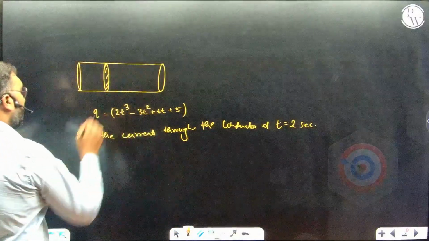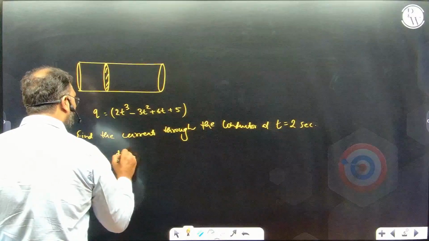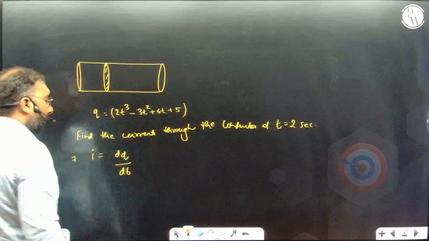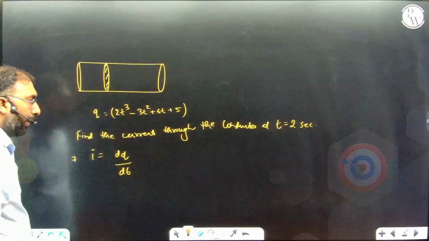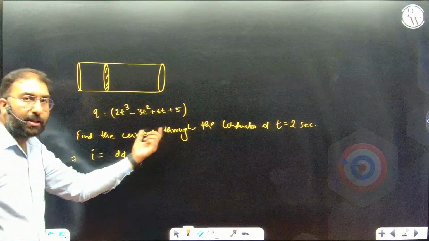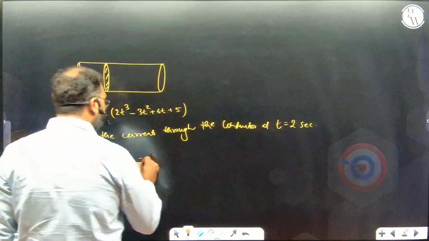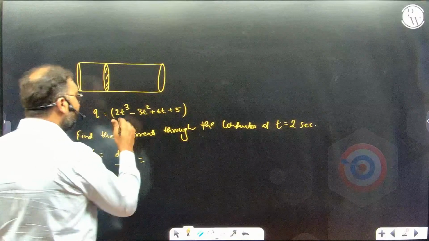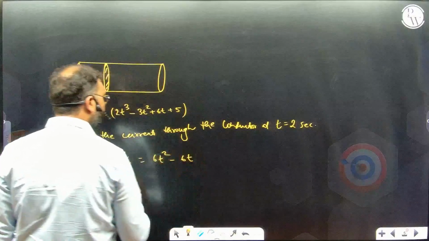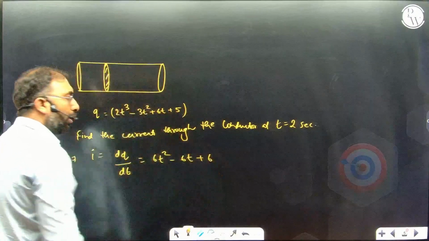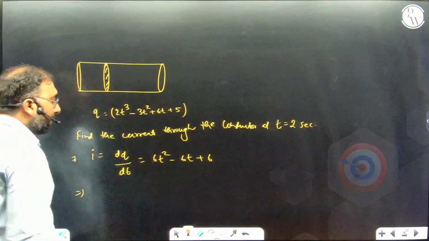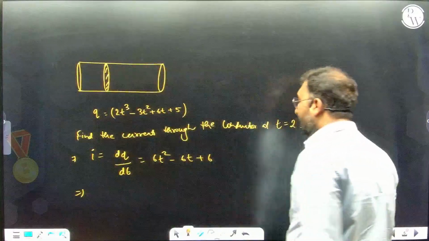So we know that the current has been defined like this: I equals dq by dt, and we already have the equation of q, which depends on the value of t. So to find the current, we have to differentiate this equation with respect to time. Differentiating, what I am getting is 6t square minus 6t plus 6, and 5 is a constant, and its derivative will become 0. So I have got the equation of current to be 6t square minus 6t plus 6.